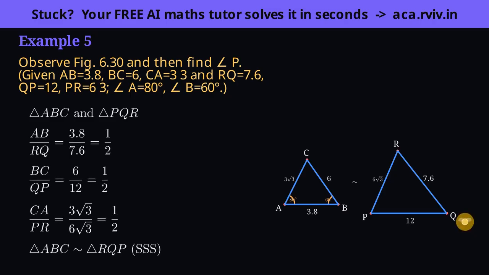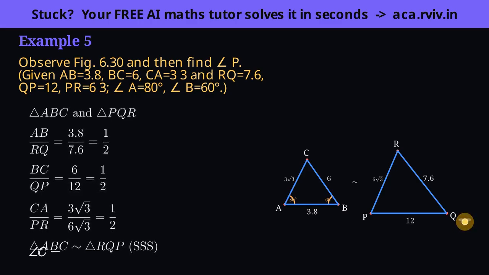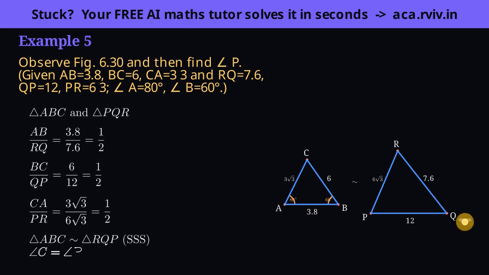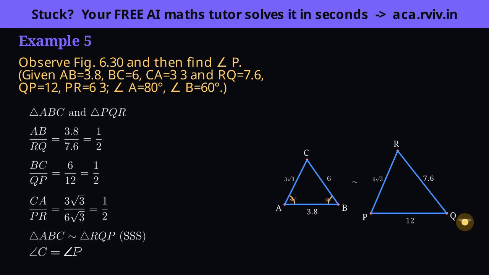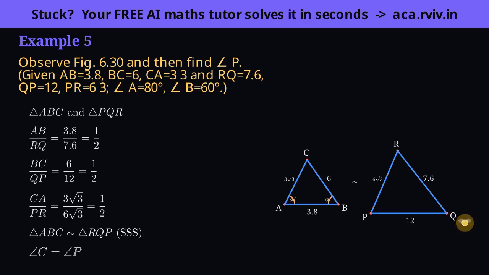Now the correspondence pays off. In similar triangles, angles in matching positions are equal. From our pairing, C corresponds to P, so angle C equals angle P. We've bridged the two triangles. Finding angle C in the first will hand us angle P in the second.